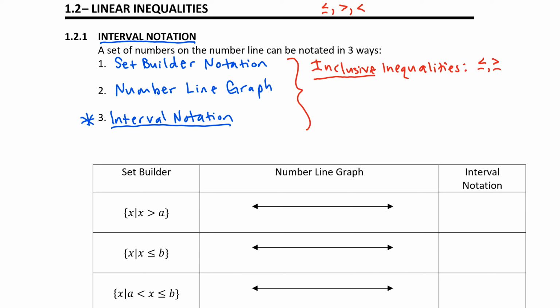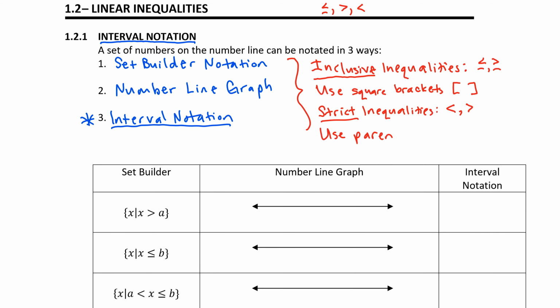So it's a greater than sign with half of an equal sign, a less than sign with half of an equal sign. When we have an inclusive inequality, we're going to use square brackets in interval notation. If we have strict inequalities, which are the signs less than or greater than, no equal to part, then we're going to use parentheses in interval notation. This will be true again when we get to domain and range.